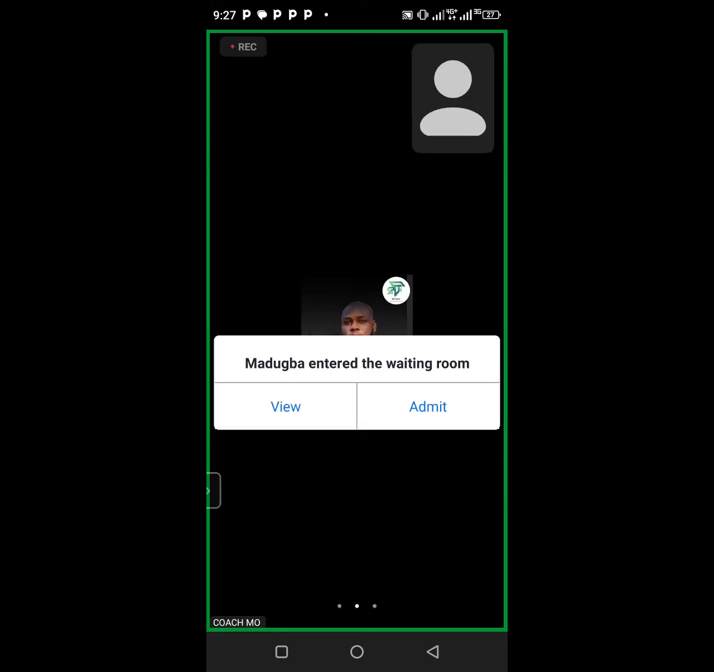I mean, I just want to use my power bank. I don't have any light. There's no light here.